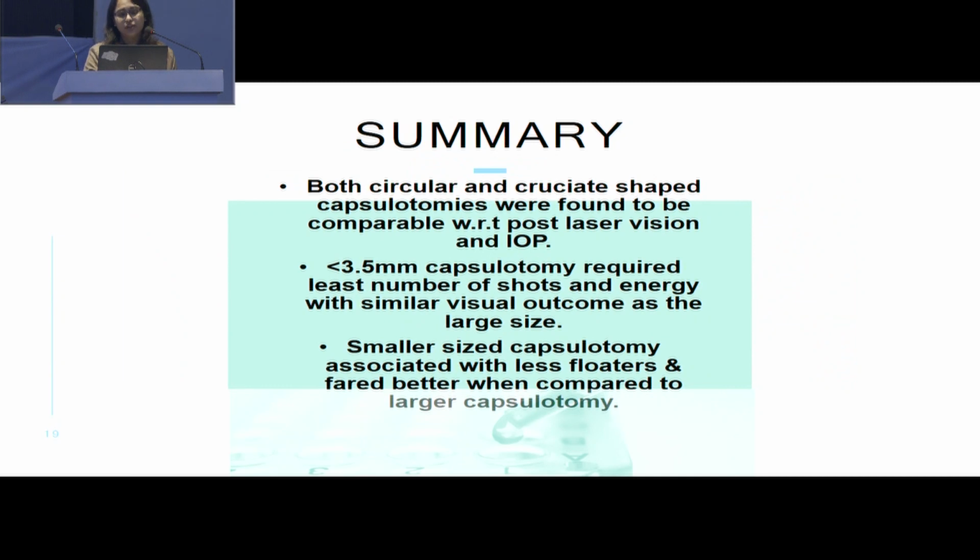In summary, both circular and cruciate shaped capsulotomies were found to be comparable with respect to post-laser vision and IOP, but smaller capsulotomy size less than 3.5 mm required the least number of shots and energy, with a similar visual outcome as compared to the larger size. Also, smaller sizes were associated with fewer floaters and fared better when compared to the larger capsulotomy.